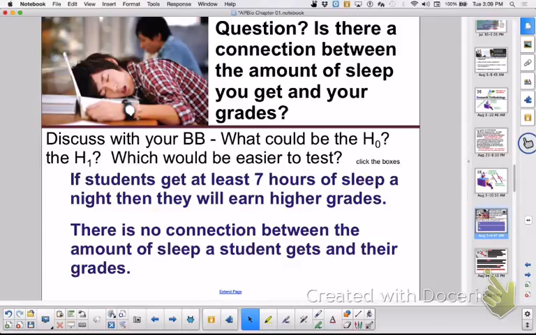Now, turn towards your bio buddy right now and say, do you get the premise of the H1 and H0 hypotheses? Go ahead.